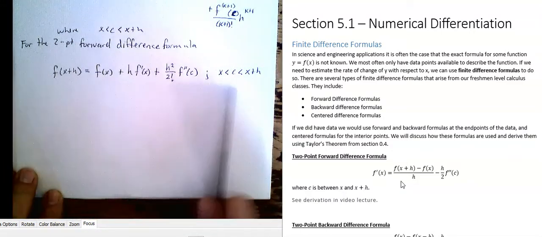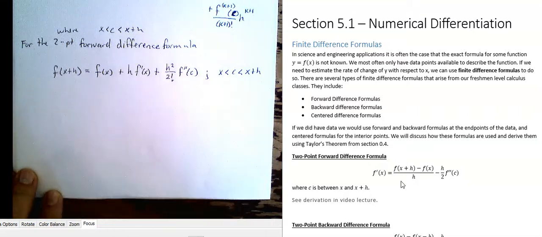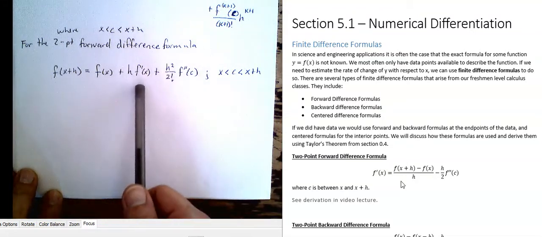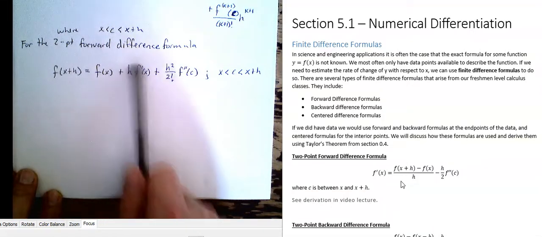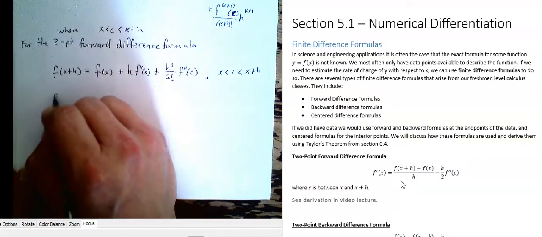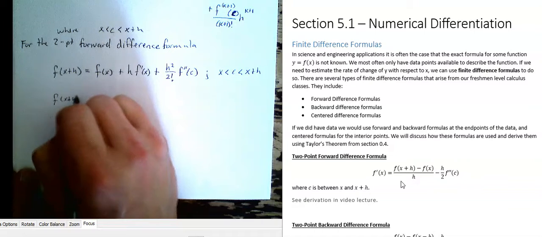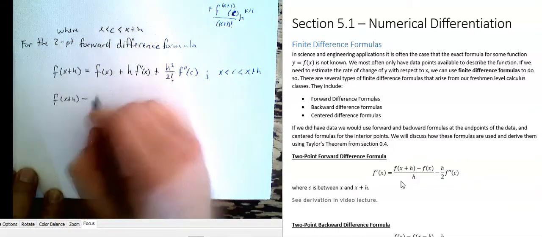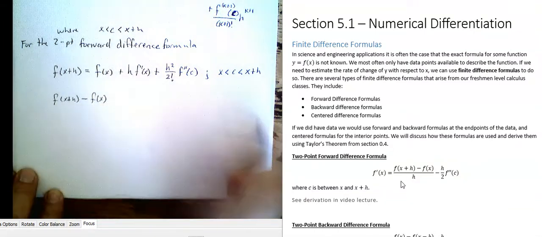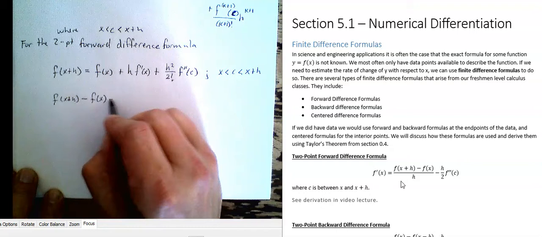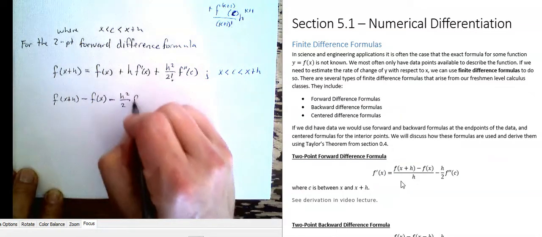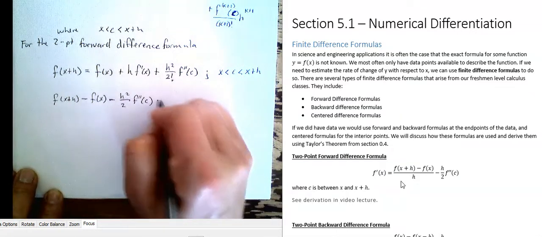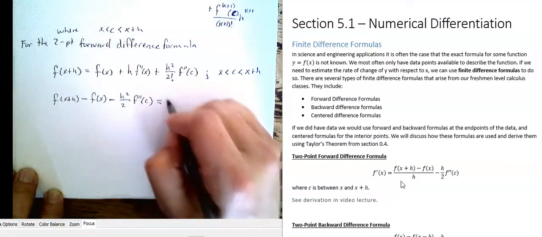Now if we manipulate this a little bit, just rearrange some things, we can get f prime solved for. I'm going to take everything over to the left-hand side besides this term. So we get f of x plus h minus f of x minus h squared over 2 f double prime at c equals h f prime.